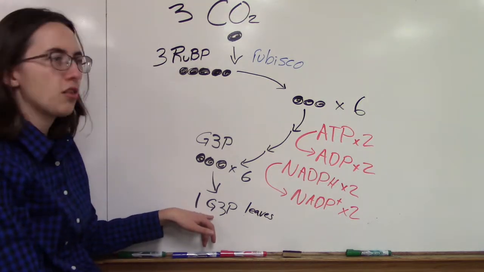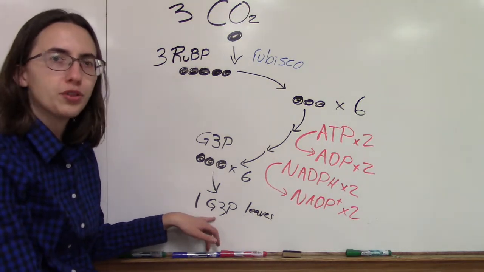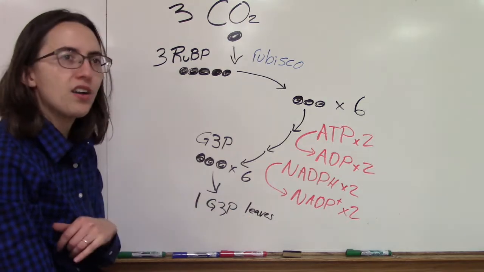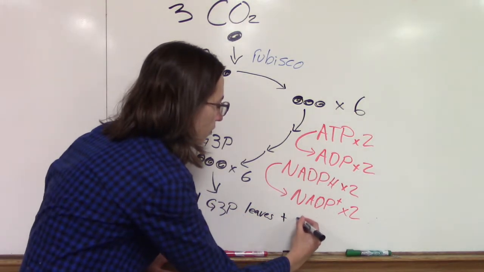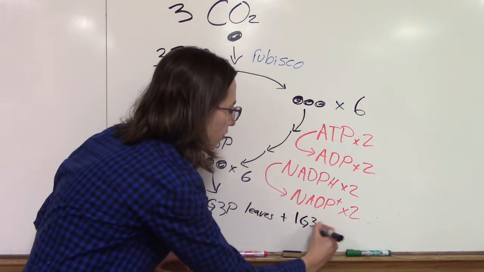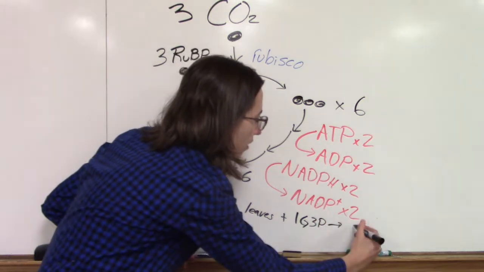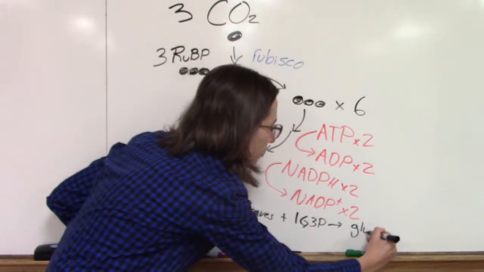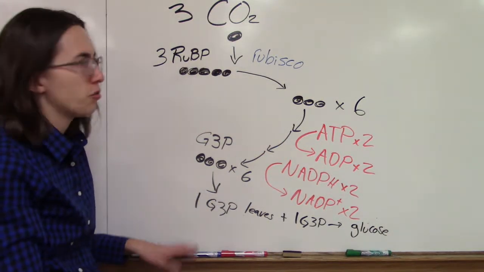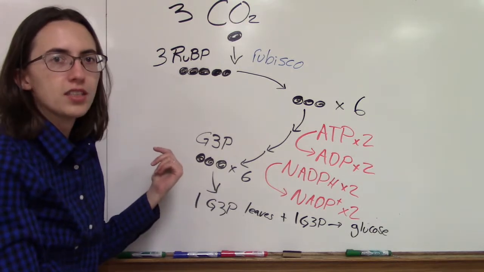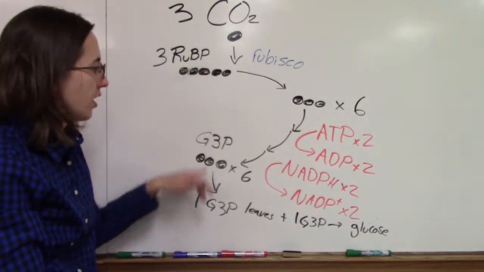This 1 G3P is going to go on to become a glucose. So it's going to join together with another G3P, and together they're going to make a glucose, which you know is 6 carbons. So really it takes 6 turns of the cycle to make a single glucose.